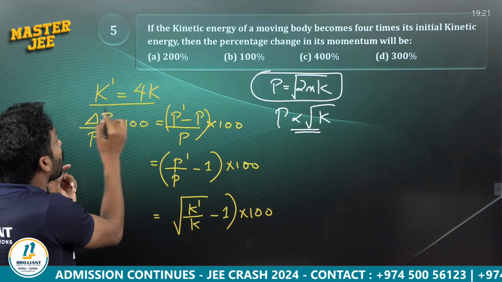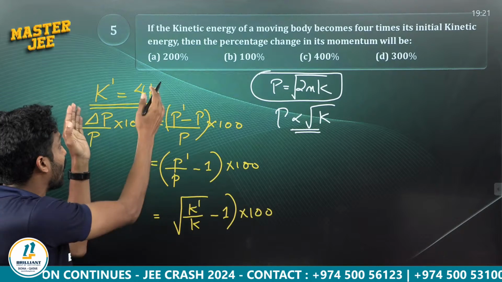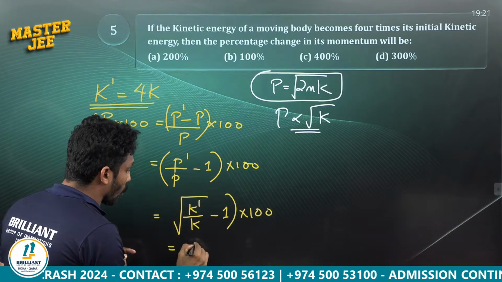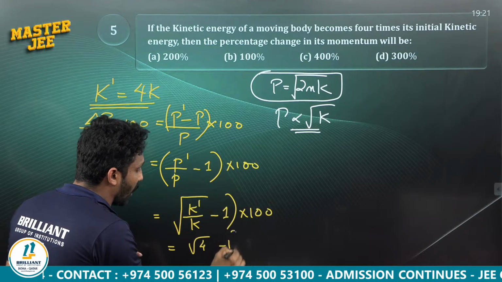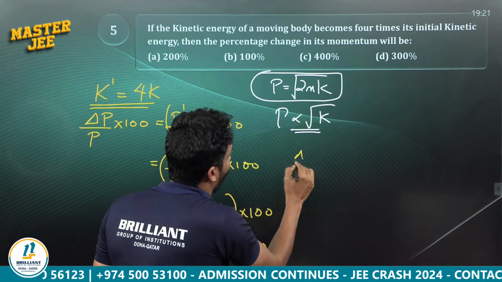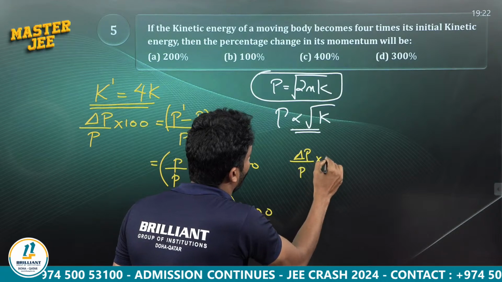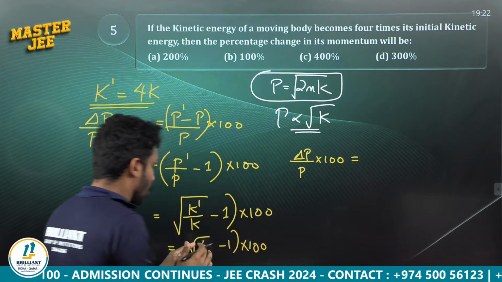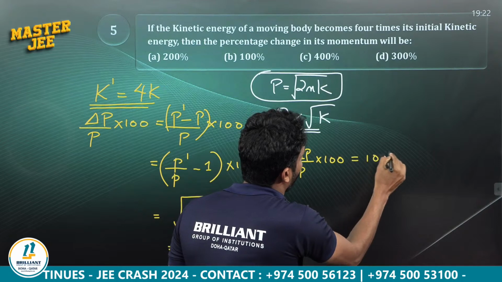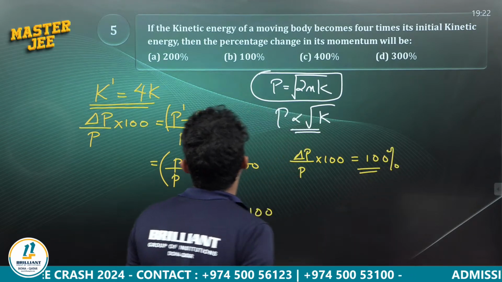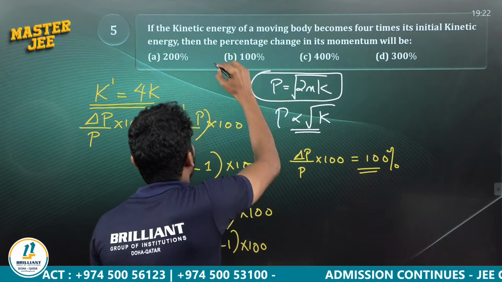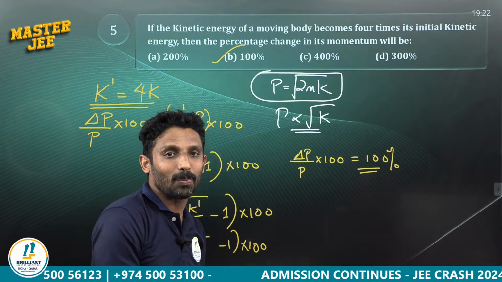Look into the connection given in the question: k dash by k is 4. Root 4 is 2, so this is root 4 minus 1 into 100. That is, delta P by P into 100 is equal to 2 minus 1, that is 1 into 100, that is 100%. The answer is 100%. Here this is also option B, 100%.